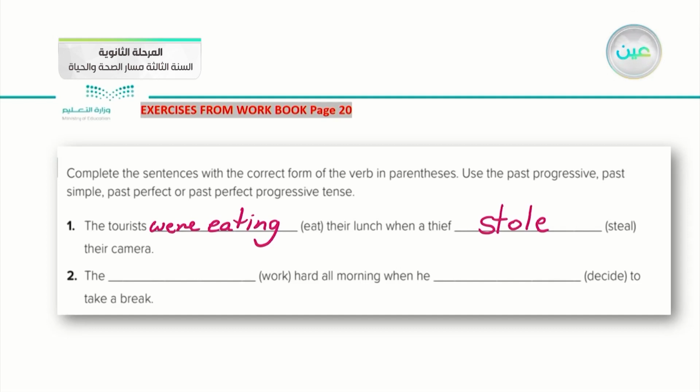Okay, number 2. The tourist work hard all morning when he decided to take a break. What do you think it is? We can say they had been working hard all morning when he decided to take a break. And notice that both actions happened in the past.